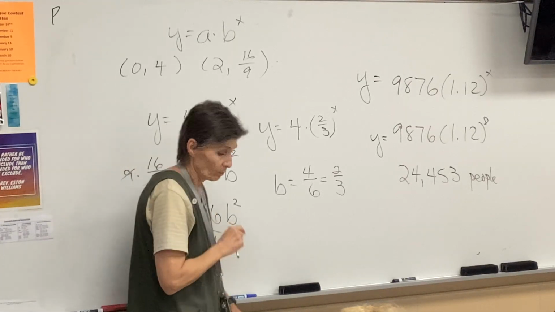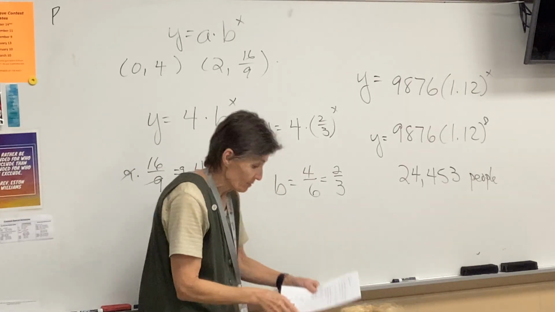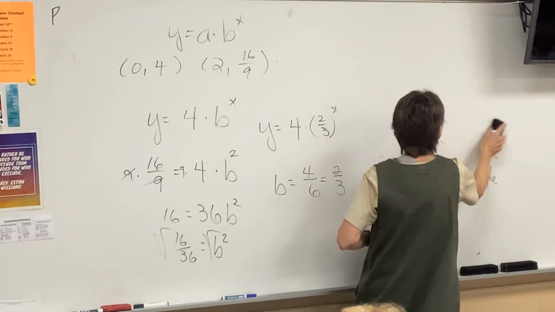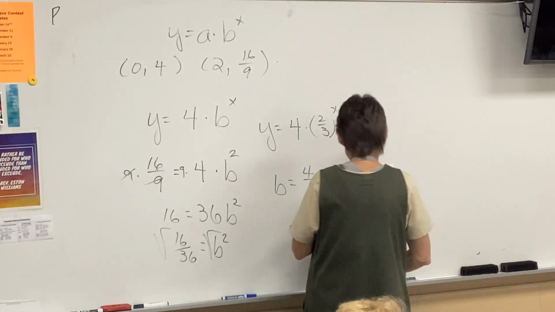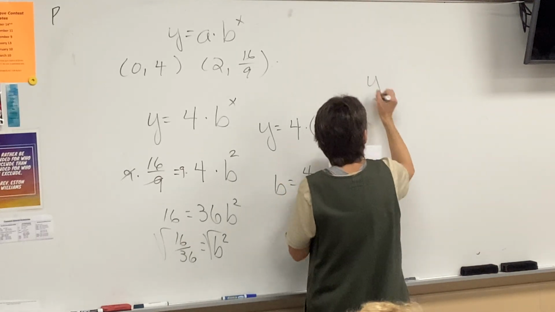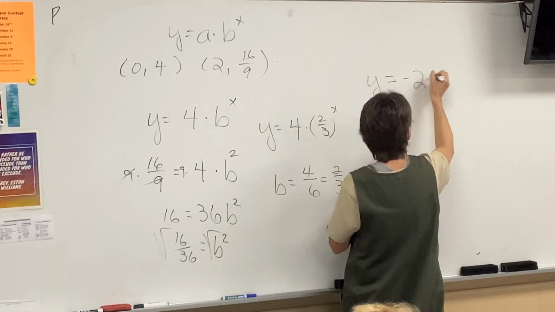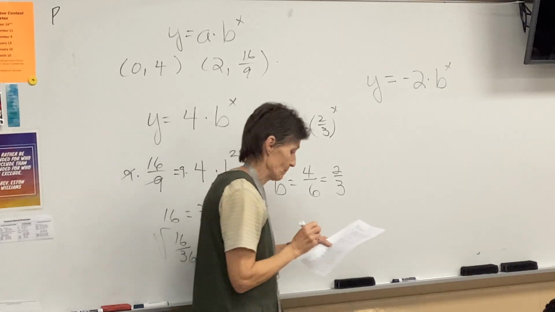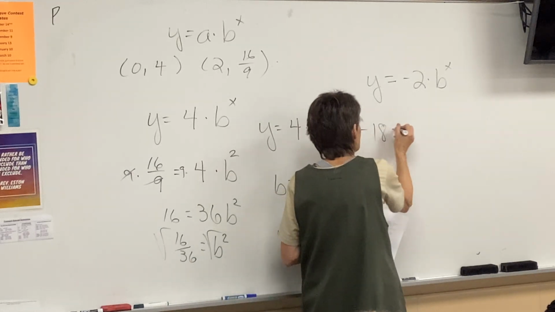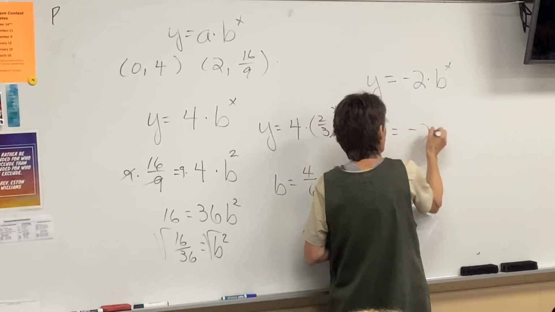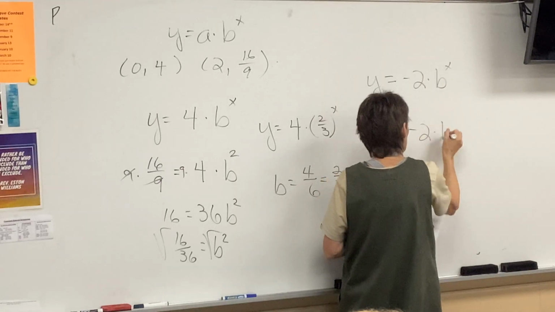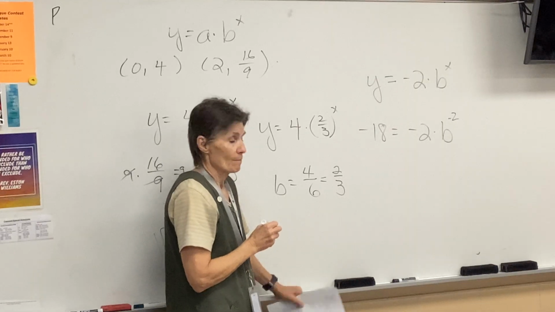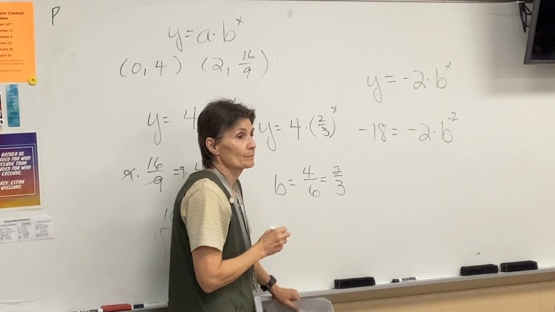All right, one more and then we'll be done. Can we get the second one done, number 2B. Can I just start with y equals negative 2b to the x? Yes. Thank you. And then negative 18 equals negative 2b to the negative 2? Is that all right?